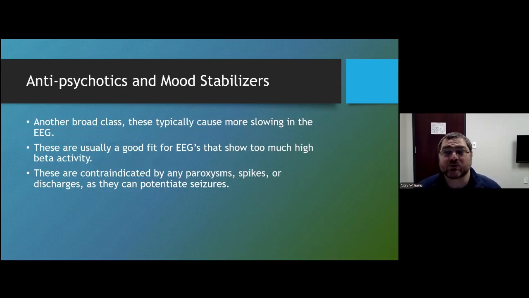When it does, it means we're kind of getting it. We're having a eureka moment. When gamma is really well sustained, it's usually indicative of pathology. So when we see sustained gamma, these antipsychotics that help to slow things down tremendously can be useful. But again, if we see any kind of paroxysms, spikes, or discharges, we want to kind of steer clear.